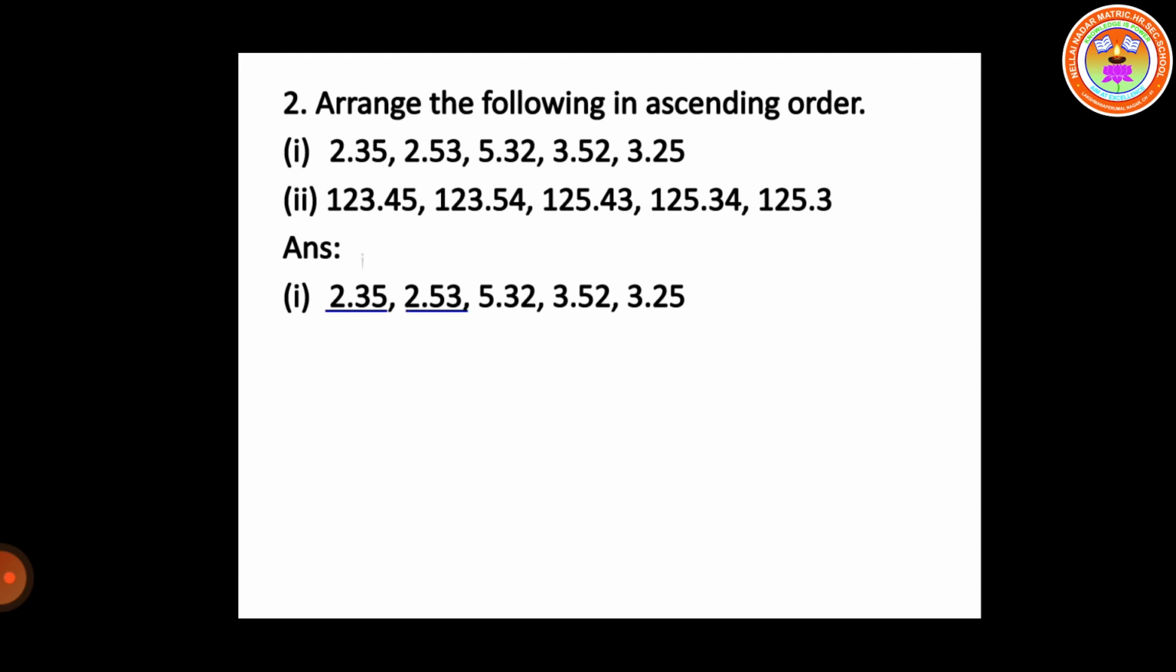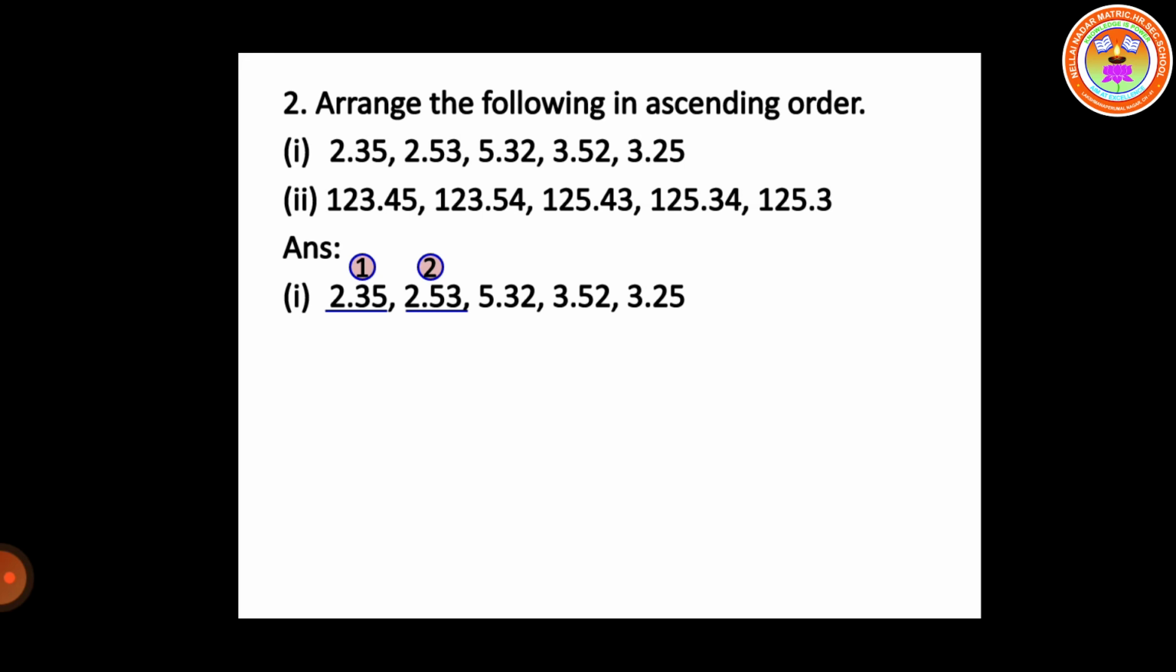In those numbers, the tenths place value, you see 3 and 5. Among 3 and 5, which one is smaller? 3. So 2.35 is the first smaller. Next smaller 2.53. Then the remaining numbers, in those we have the integral parts 3 and 5.